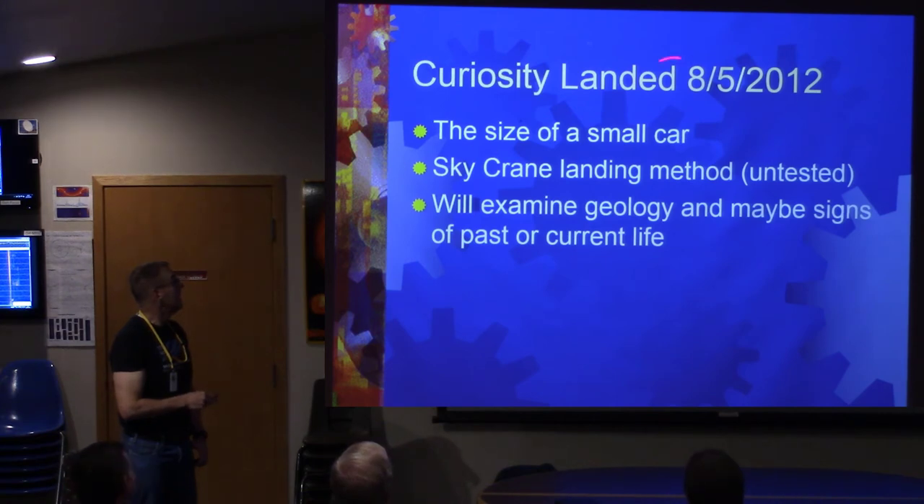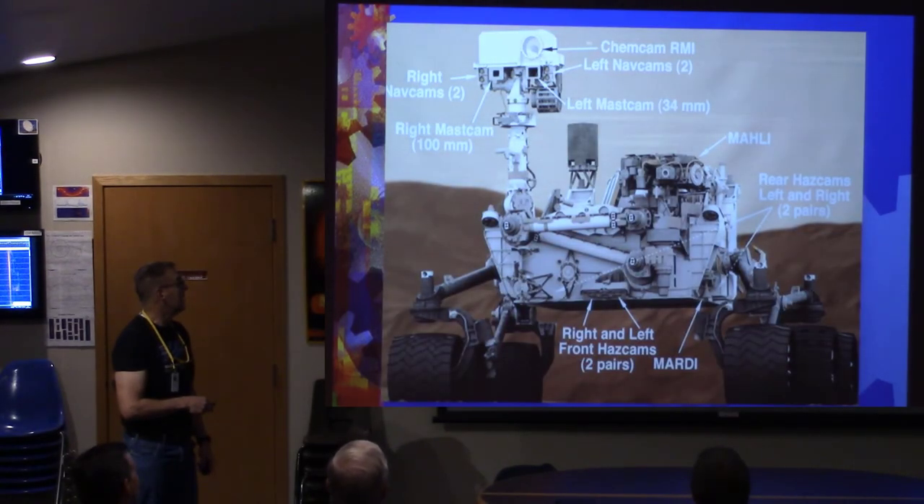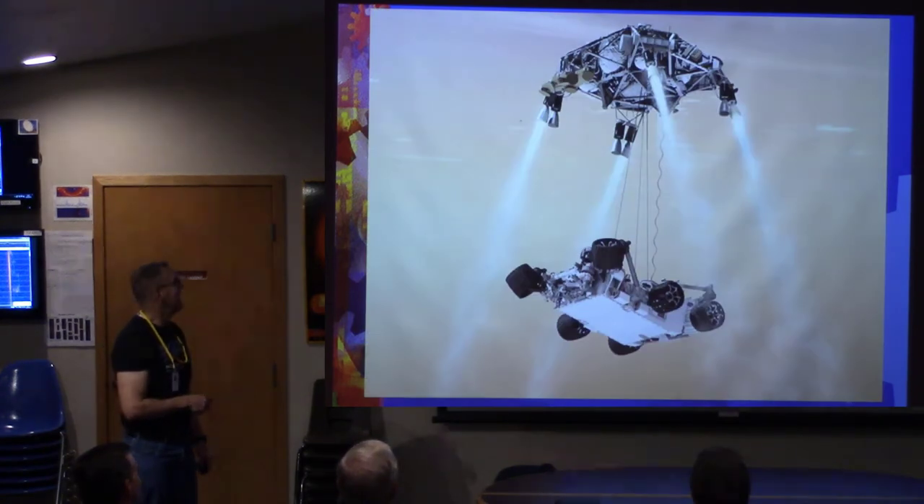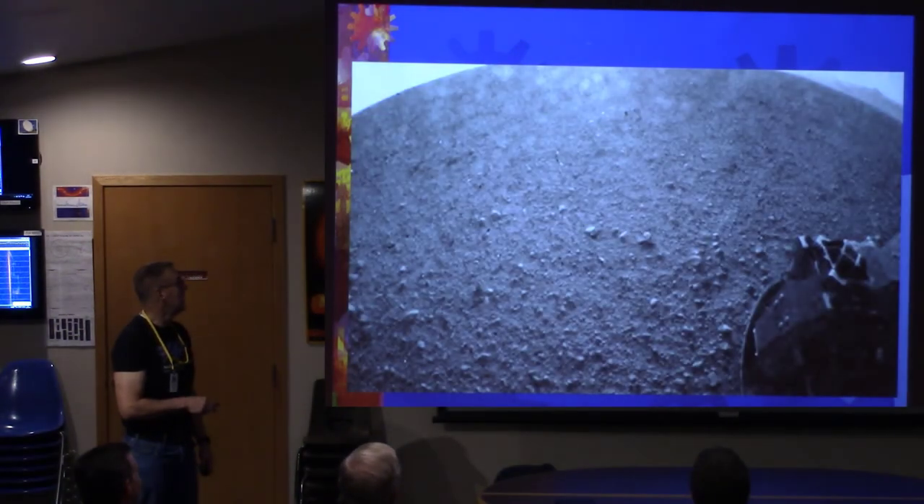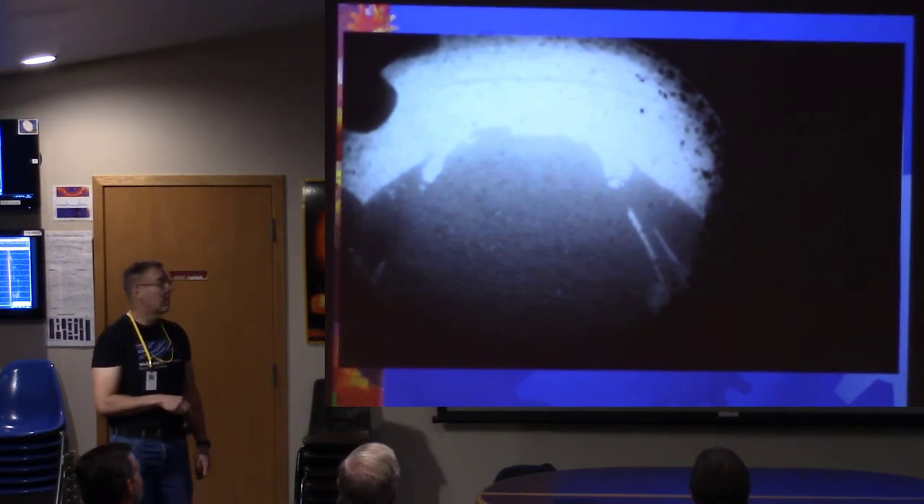Curiosity landed in 2012, size of a small car. It had the crane landing method that worked. There's the parachute and the mission as it was landing. Looks like it's about the size of a PT Cruiser, is that right? Here's how it came in with the skyhook method lowered. There's its first image of its foot and the soil. Dust from another camera, one of the cameras just making sure everything's okay where it landed.